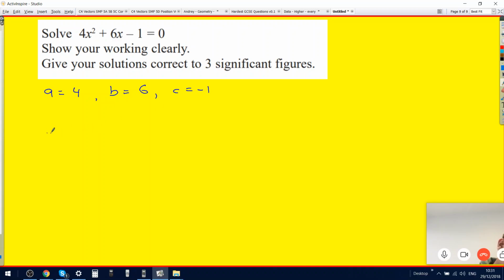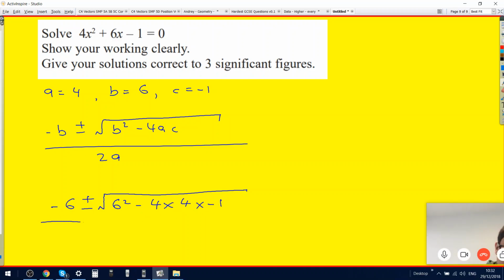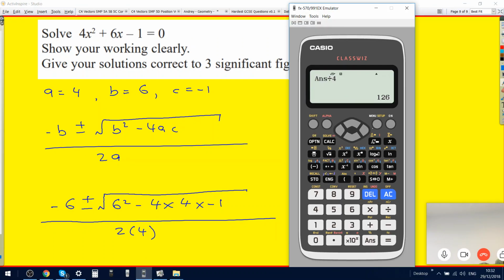Next step. So just sub in what you've got. For the working out, just put it as plus or minus. So minus 6 plus or minus root of 6 squared minus 4 times 4 times minus 1, all over 2 times 4. What would you do next? You just sub that. You can type it in the calculator.